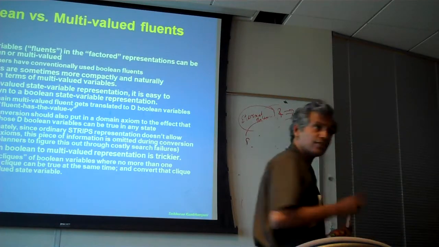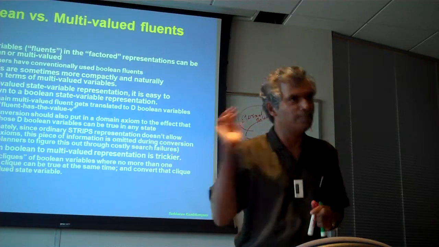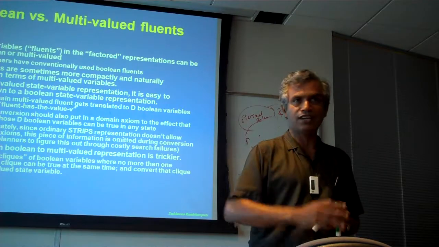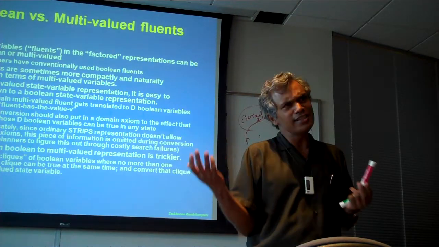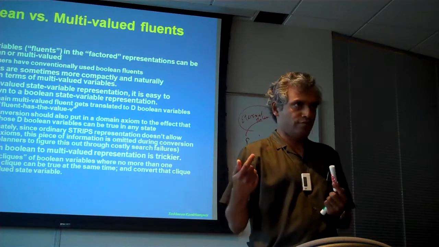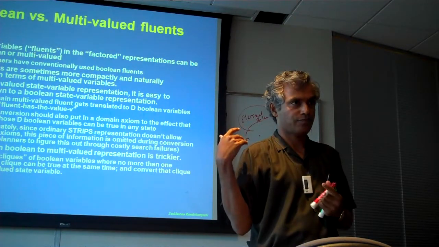Why? Because remember, you're only finding binary mutexes, never ternary mutexes and quaternary mutexes. Okay, what's a ternary mutex? That means only one of these 3 will be true. Quaternary means only one of these 4 can be true at the same time.